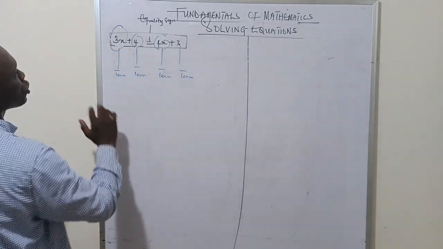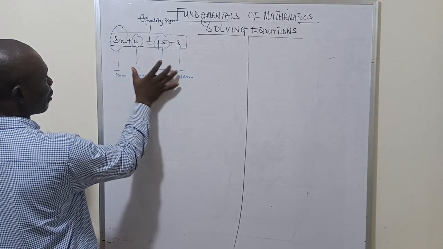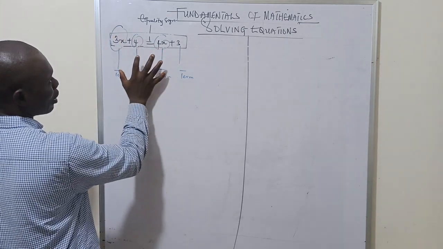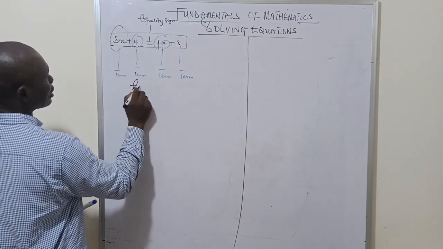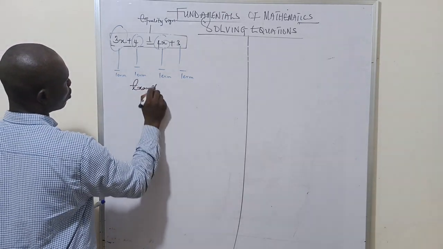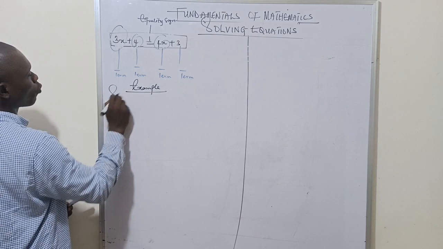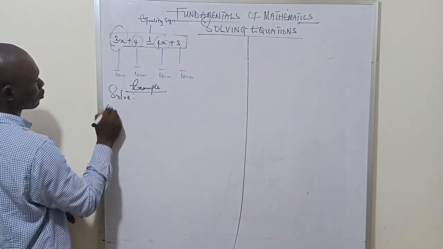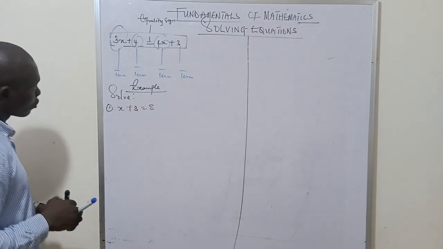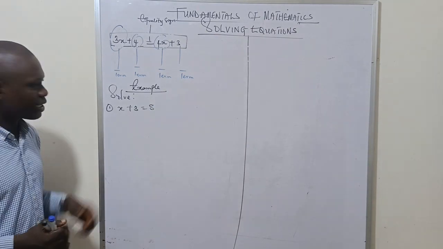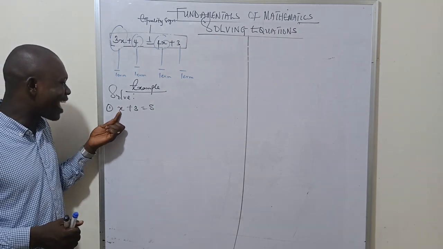So the simple equation, I'm not going to be starting with this. Let me pen this here. So let's see this example. Now we want to solve. The question says we should solve this, that is x plus 3.